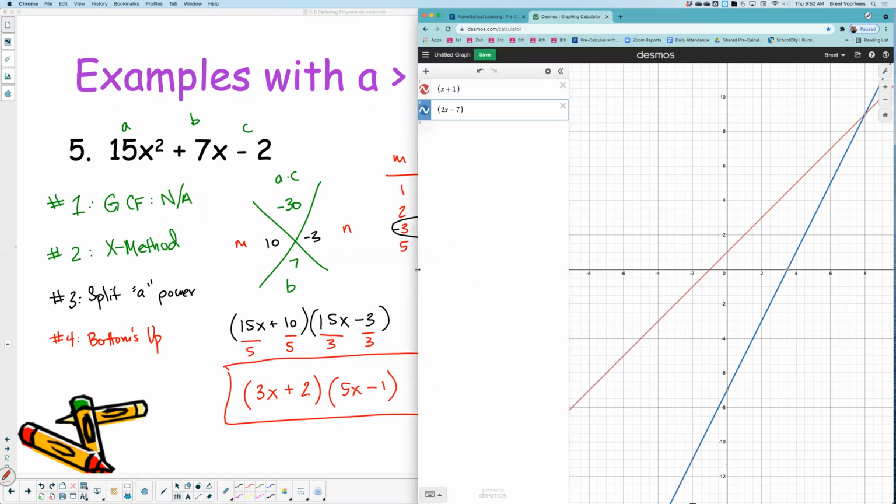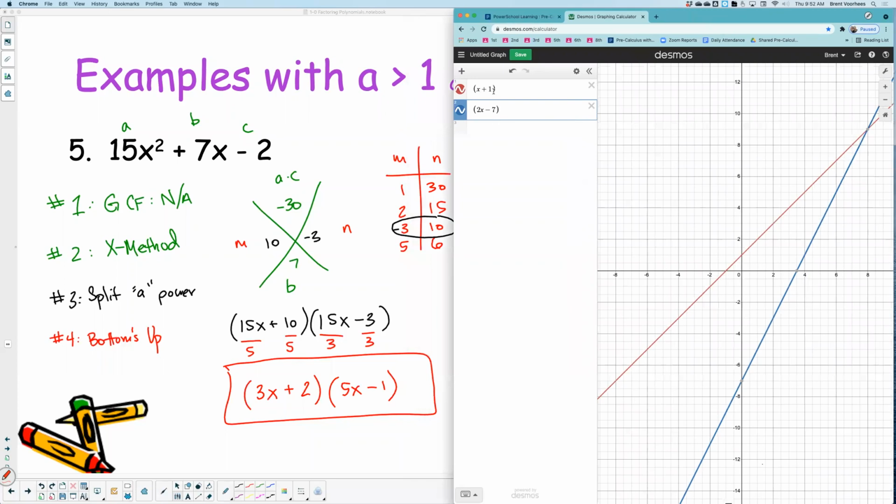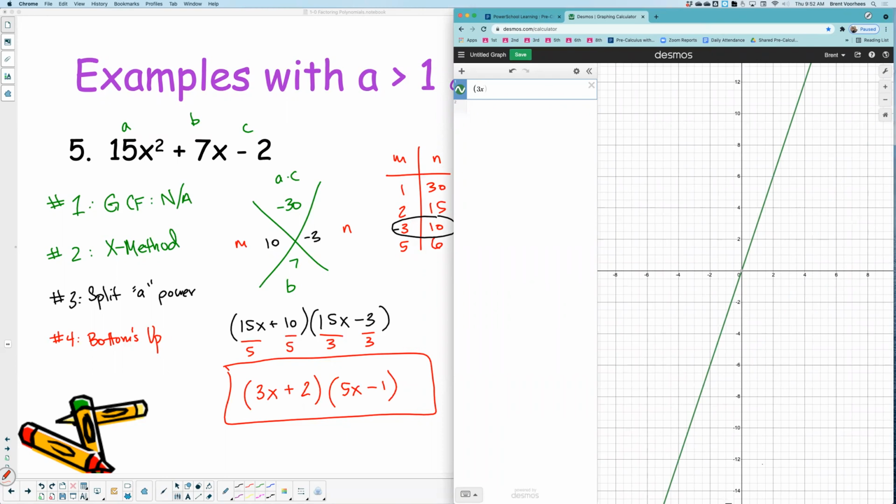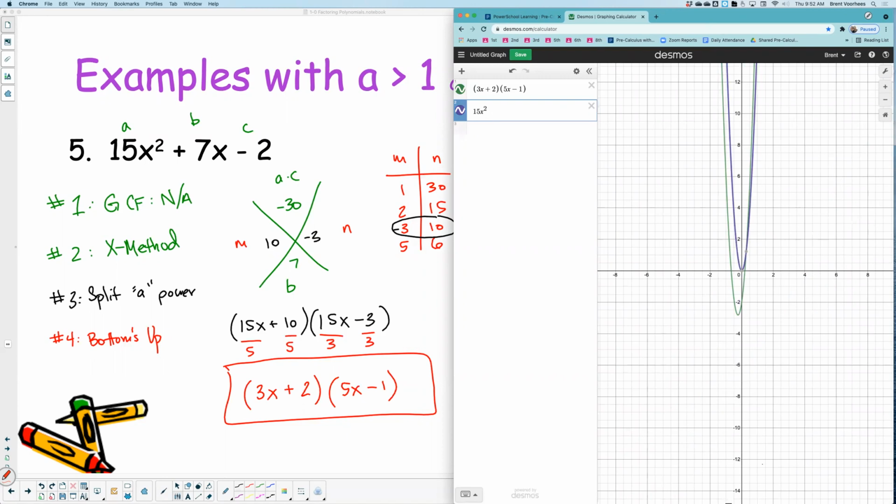stay with me here, please. Stay with me. I'm going to prove it to you. Okay, what I'm doing here is I'm proving to you that this solution is correct. How did I just prove that our solution is correct? They overlap each other. They overlap one another. So we did get the correct answer.